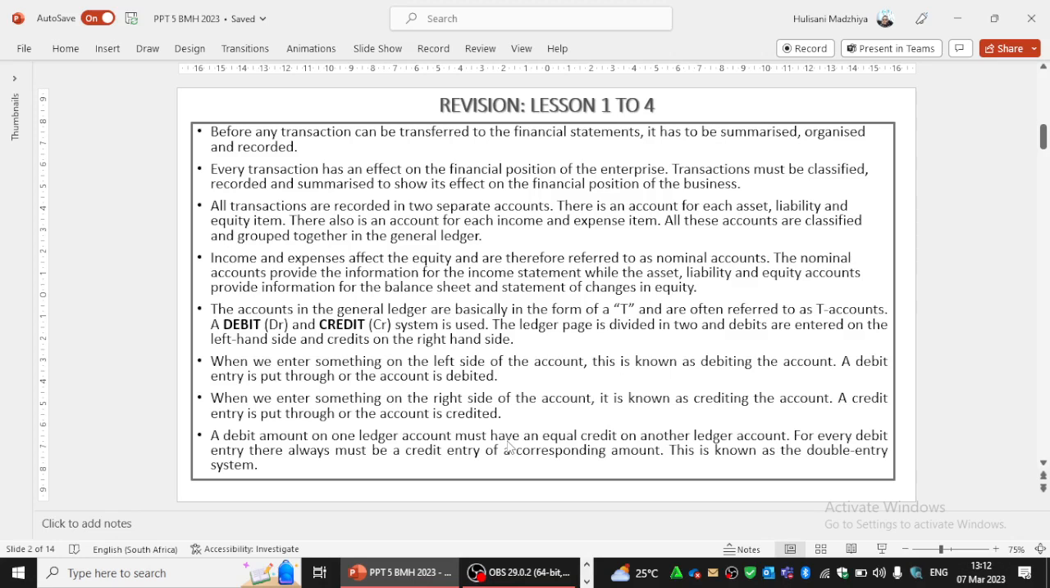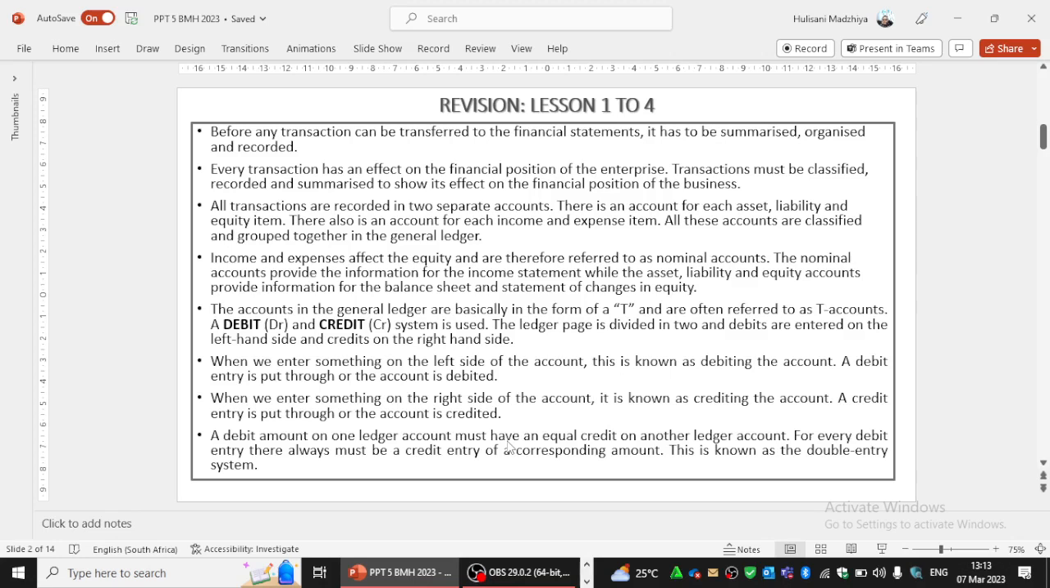We also covered that the assets of the companies increase on the debit side and decrease on the credit side, and equity increases on the credit side and decreases on the debit side. But under equity, we've got income and expenses, where expenses do the opposite: expenses increase on the debit side and decrease on the credit side. And then we've got the liabilities, which increase on the credit side and decrease on the debit side.